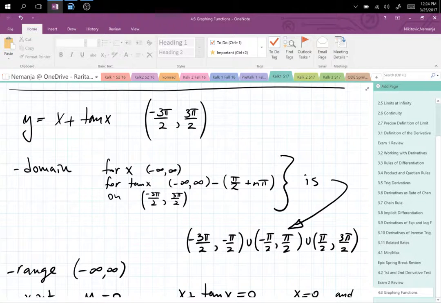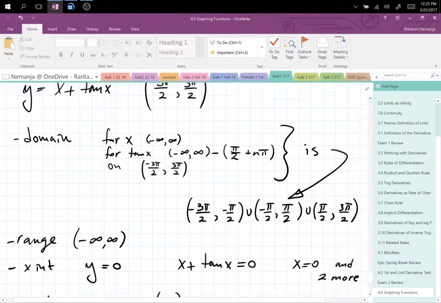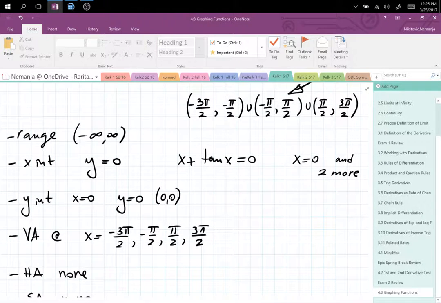To find the domain, we realize the domain for x, which is a polynomial, is everything. And the domain for tangent x from negative infinity to infinity has an interruption at every pi over 2 plus pi. But since we are restricted to the domain from negative 3 pi over 2 to 3 pi over 2, you see the domain below. Now, vertical asymptotes are also at the end points, 3 pi over 2. Range is everything. X-intercept, Y-intercept, and there they are.